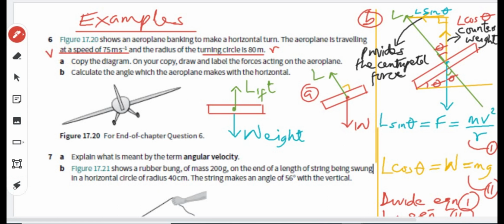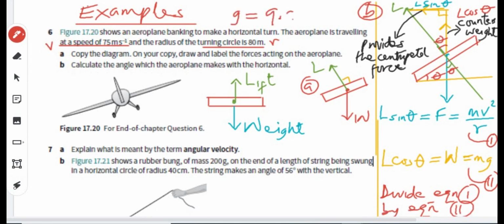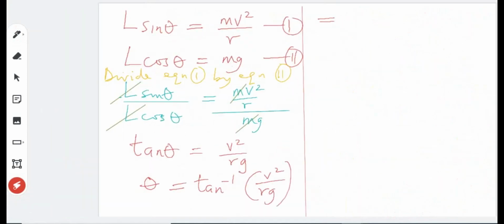So r, v, I think that's basically what we have. g, of course, is always a constant, equal to 9.81 meters per second squared. So that's what we're going to use. We have, once again, v is 75 meters per second, r is 80 meters. They are all in SI units. So we go ahead, and of course g is a constant value. So let's go to the next step and find our theta.